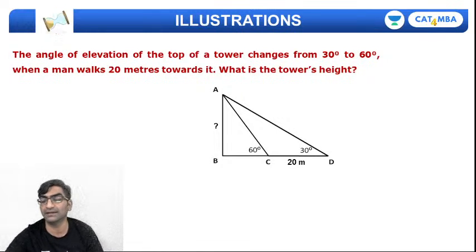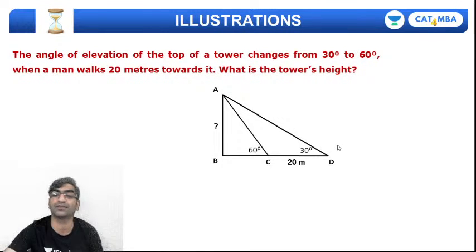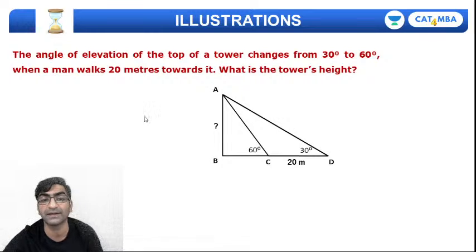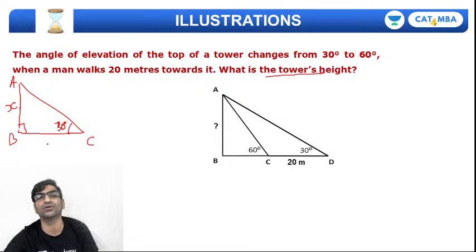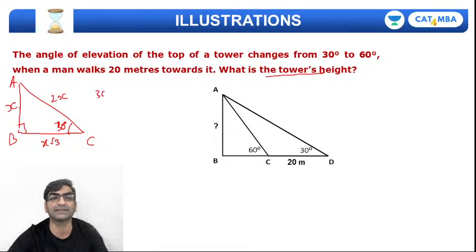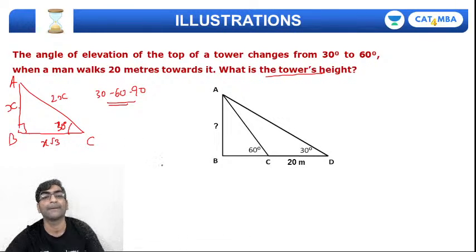So ABD and ABC are the two right triangles we are considering here, right? So let's consider the two triangles separately. Consider ABC. You know the angle is 30 degrees and one of them is 90, and we want the tower side. So let's say this is x. If the side opposite 30 degrees is x, I know the other two sides will be x root 3 and 2x, because this is a 30, 60, 90 triangle. So there you go, I have determined the base BC.